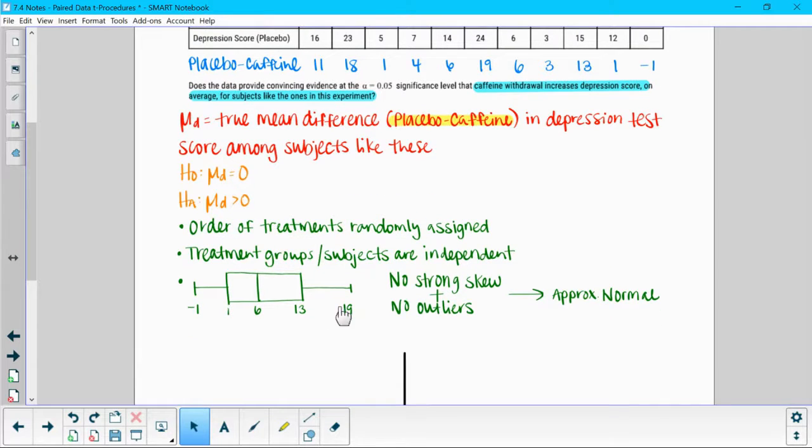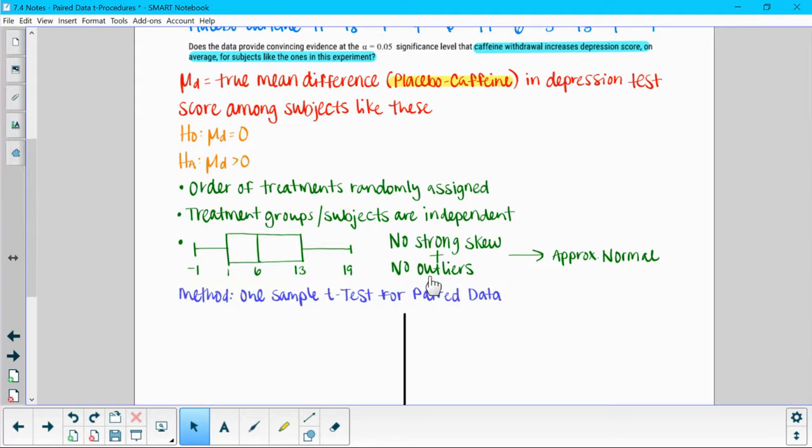Now, with my box plot, I'm not going to go through the calculator steps again just to save some time, but I did put my data into L1, ran my box plot, traced my 5-number summary, and I don't see any strong skew, and I did not have any calculated outliers, so I'm going to call this approximately normal. Name of my test, one sample t-test for paired data.